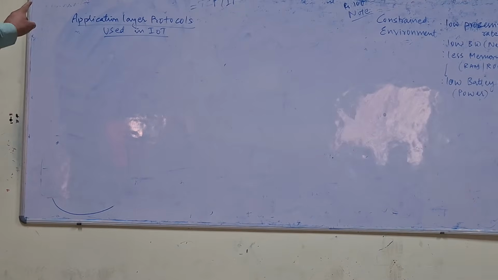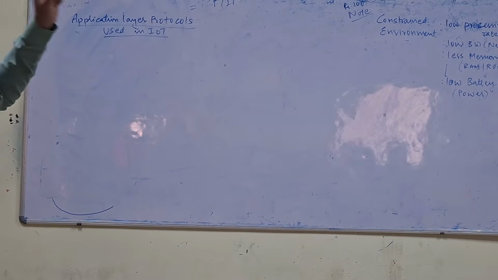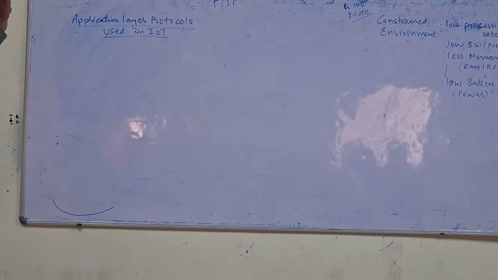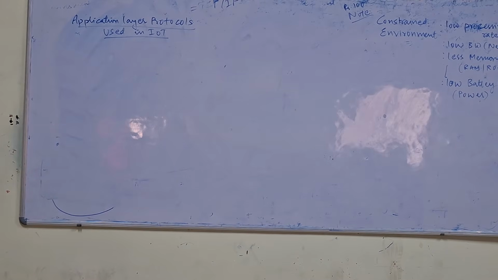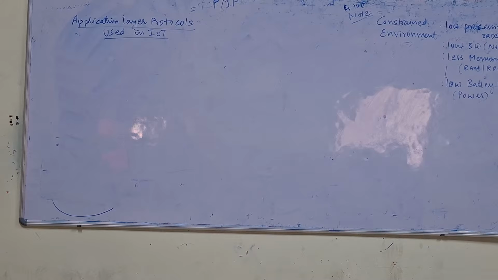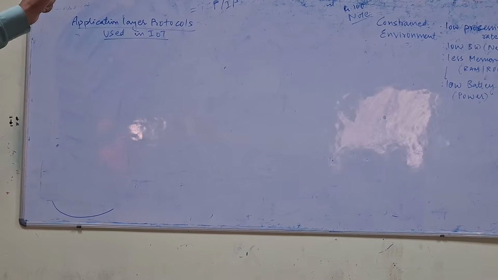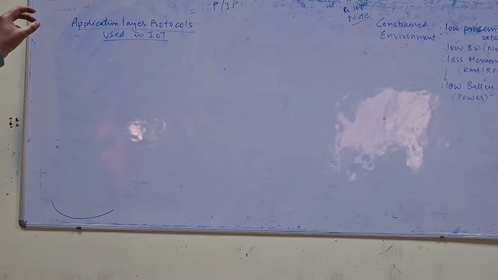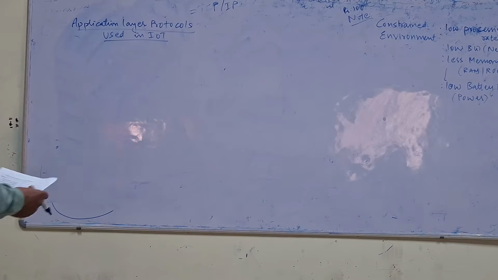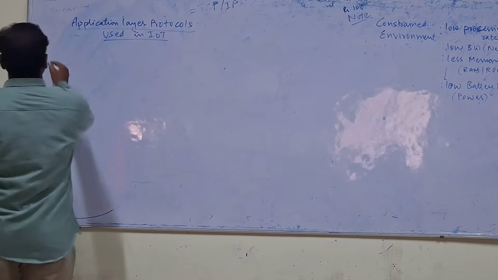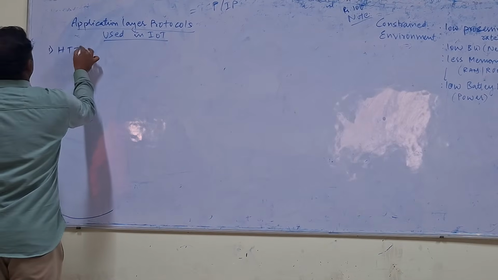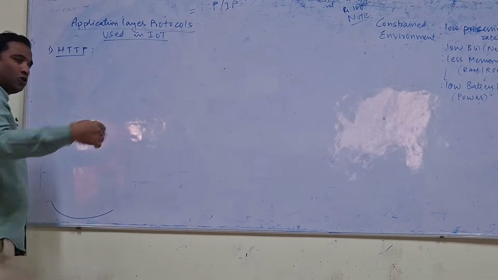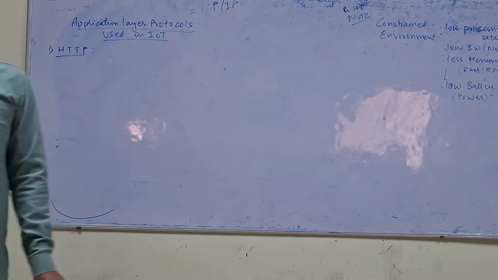So, for IoT we are keeping in mind the application layer protocols in IoT. The main idea, the core idea is constrained environment. Whenever they are designing or developing the IoT application layer protocols, they kept this in mind. Right. So the first one is HTTP. Yes, this protocol they are also using in IoT.